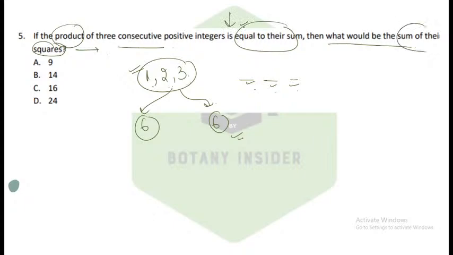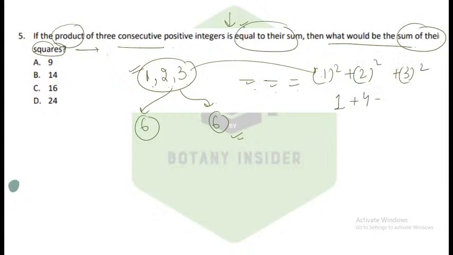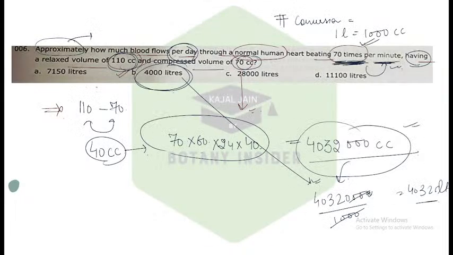It is asking what will be the sum of their squares. Just square them and get the answer. 1 square plus 2 square plus 3 square. So 1 square is 1, 2 square is 4, 3 square is 9. Answer is option number B, 14. Very good. All of you got the answer correct. Excellent. I hope you have understood the basic concept behind the same, right? Is it clear to everyone? Yes or no? Mark down in the chat section.